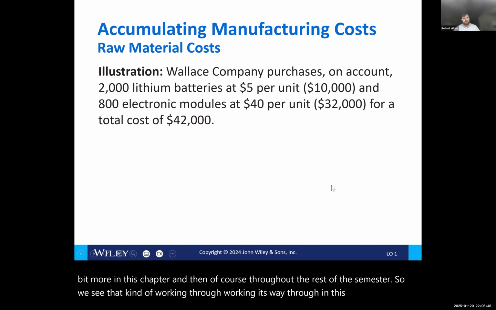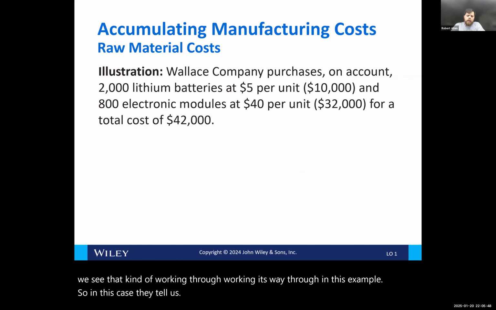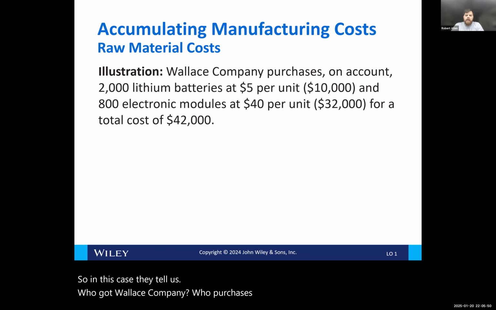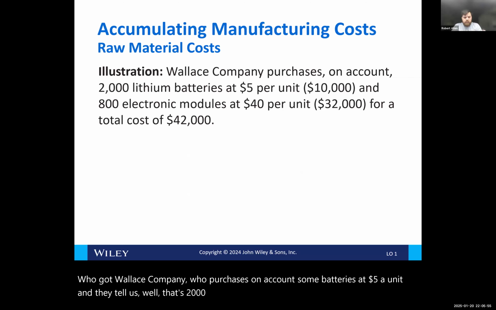In this case, they tell us we've got Wallace Company, who purchases on account some batteries at $5 a unit. They tell us that's 2,000 batteries at $5 a unit, so it's $10,000.